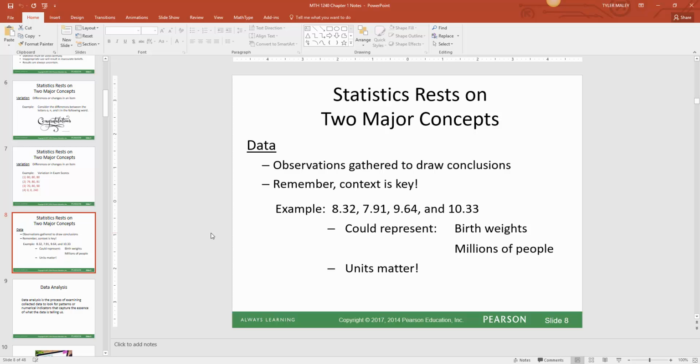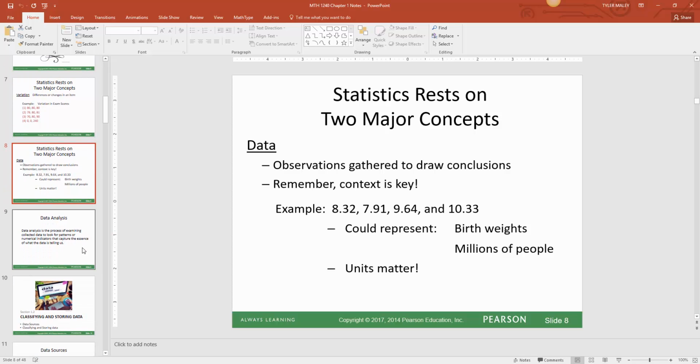So here's an example where I gave you 4 numbers. These could represent birth weights, millions of people, seconds in running 10 meters. Who knows what these represent? So it's important that we have units, so that we can tell a story with statistics. Statistics tells a story. So data is not just numbers. We need to know context: how this data was measured, what they represent exactly, what we're trying to prove, how we collected the data. There are many important questions that are written in the text also.